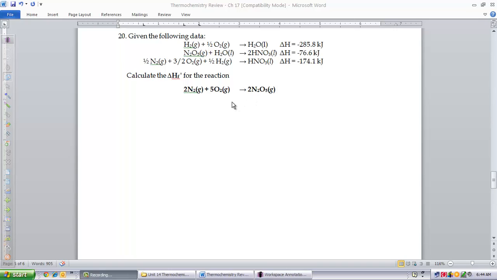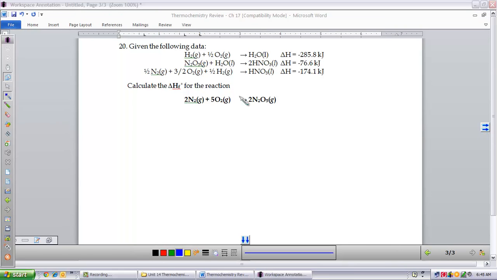Okay, today we're going to use Hess's law to calculate the enthalpy of formation for the reaction of nitrogen plus oxygen to make dinitrogen pentoxide. Now, normally you would use the equation, the heat of formation of the products, and subtract the heat of formation of the reactants. That's the simplest way to do it.